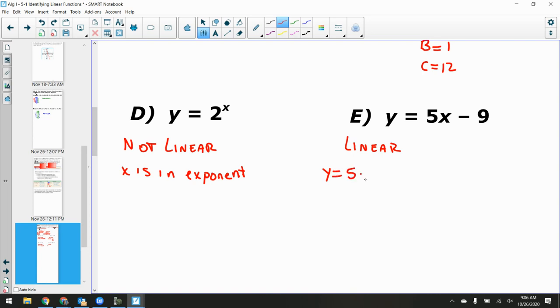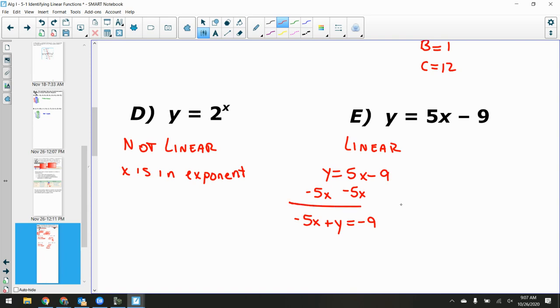Y equals 5x minus 9. Okay, I need to get x from the right side over to the left side. How do I do that? How do I get x from the right to the left? Travis? Good. Subtract 5x from both sides. Now, x goes first in standard form. X, y, constant. So I'm going to write negative 5x plus y equals negative 9.